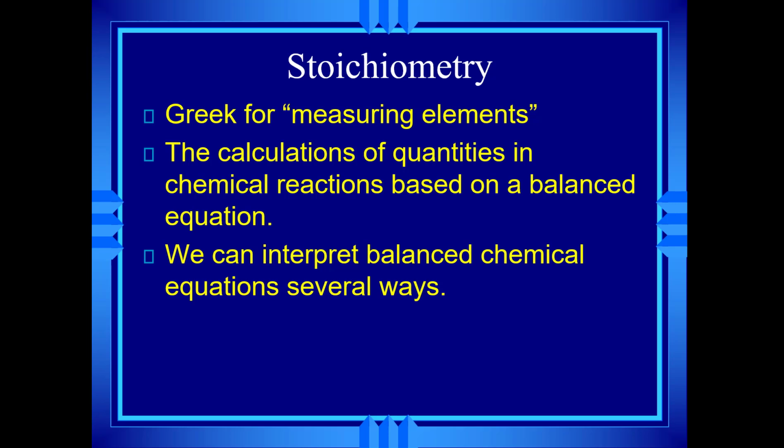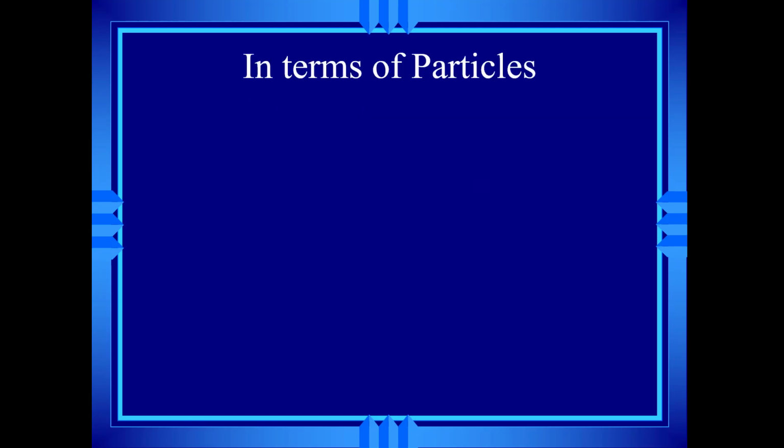Okay, and the first way we want to interpret them is the way you did it in the bell work today. I wanted you to think about those balanced equations in terms of little tiny pieces, in terms of particles. So we want to be able to read those equations, because those equations are sentences. We want to be able to talk about it in terms of what it means in terms of particles, so we have to know what kinds of particles we have.